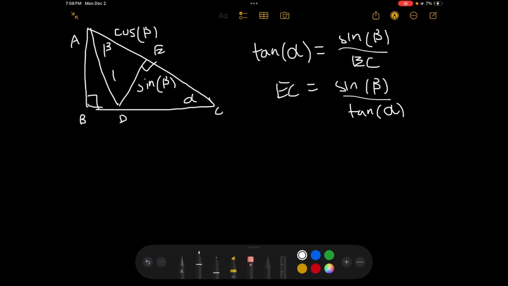Now we can do some angle chasing. So angle ADE is just 180 minus beta minus 90, because 90 is the measure of angle AED. So angle ADE is just 90 minus beta. Similarly, angle EDC is just 90 minus alpha.